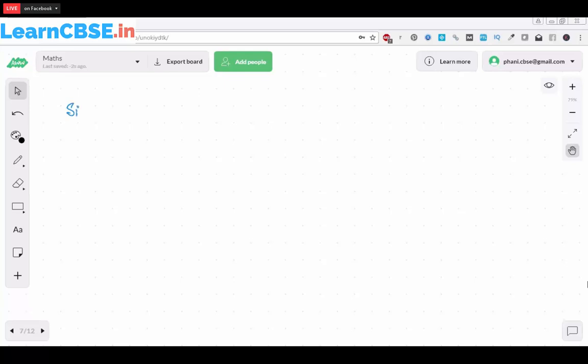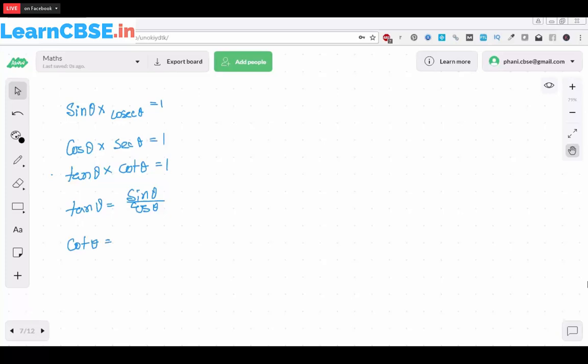The first one was sine theta into its reciprocal cosec theta is equal to 1. In the same way, cos theta into its reciprocal sec theta is equal to 1, tan theta into its reciprocal cot theta equals 1. These are the three basic things we should memorize. Also, tan theta equals sine theta by cos theta, and cot theta is the reciprocal of tan, so it is cos theta by sine theta.